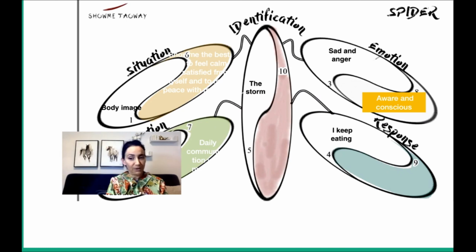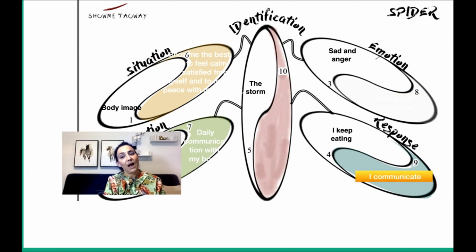I am moving on to number 9, which is the response, the reaction. When I feel aware and conscious, what I felt in number 8, what do I do? So again, feel free to pause. When I am aware and conscious, I communicate. All right? So this is what I wrote according to this specific example. Again, feel free to pause and write what comes up for you when you feel what you feel in number 8.